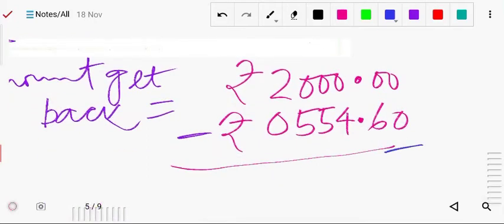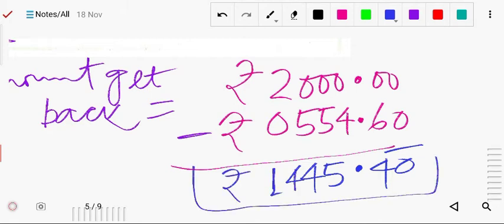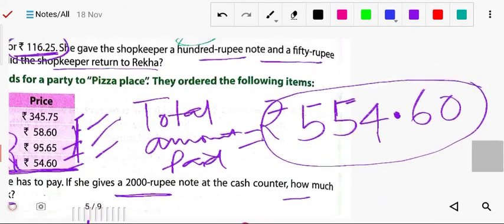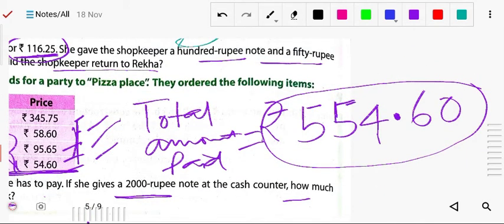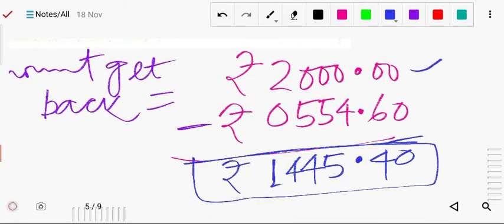So here it will be 0, here will be 4, here will be 5, here will be again 4, here will be 4, now here remaining 1. So the shopkeeper will return rupees 1445.40. Got it? So actually first of all you have to write all these values and add them. After adding you will get these values. Then from the given amount you have to subtract your bill, so that is your returning amount. Okay.